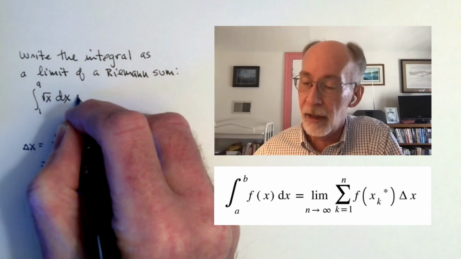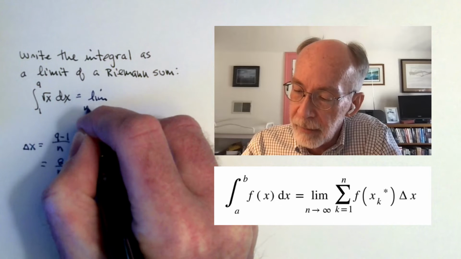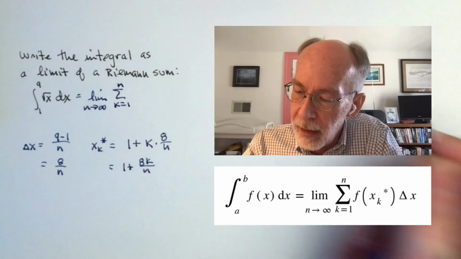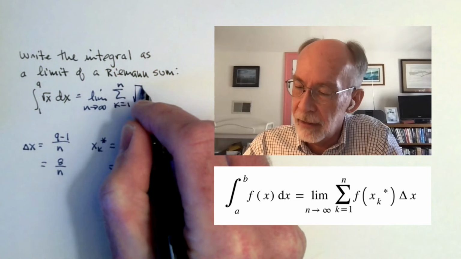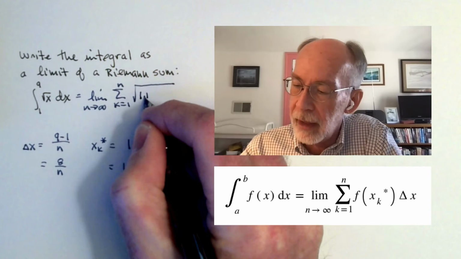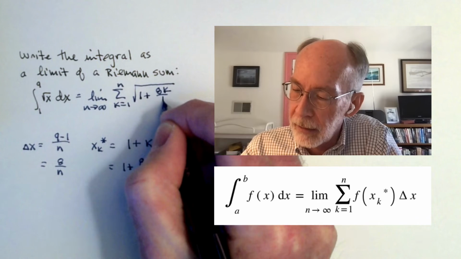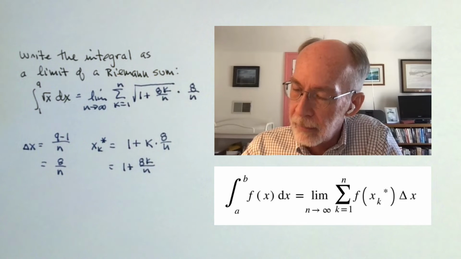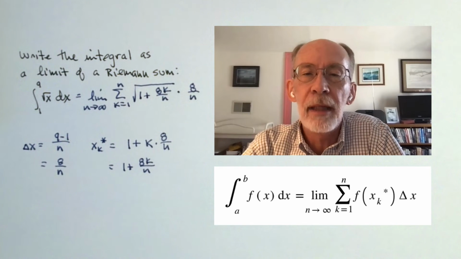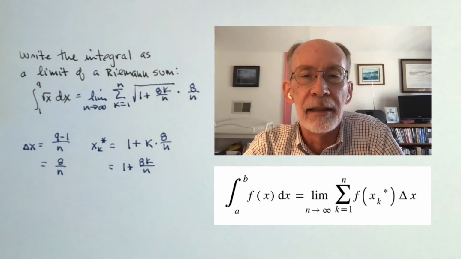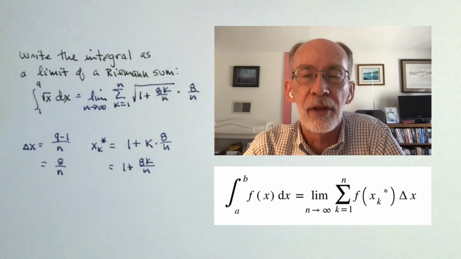Now I just need to put things where they go. This will be the limit, n to infinity, sum k equals 1 to n, f, which is a square root function, of x sub k star times delta x. Typically not so bad if you know how to get the delta x, and if you know how to get any of the various typically used x sub k stars. There you go. This is not that difficult.